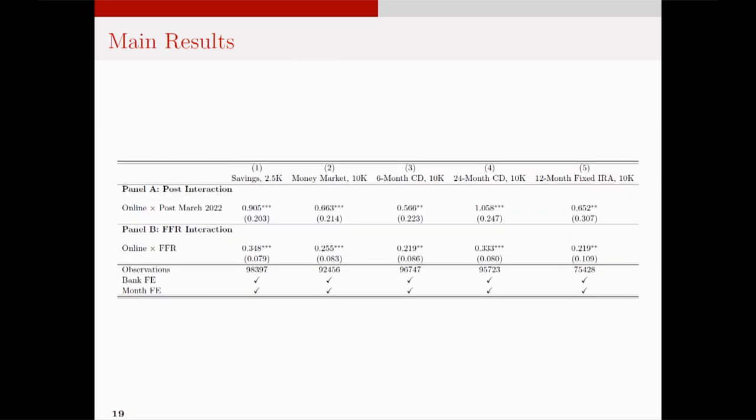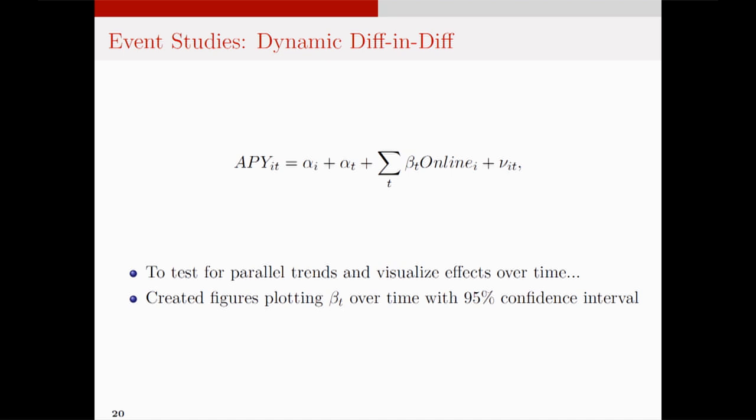And to do it in a more kosher way, here's my difference-in-differences specification, looking at the coefficient of the post dummy in the first panel, and then interacted with the federal funds rate in the second panel, showing you everything across different classes of deposit accounts. You see the coefficients are all positive and statistically significant. If I want to talk about the economic significance, I'm talking about 22 to 35 basis points more increase for online banks compared to brick and mortar banks due to a 1% change in the Fed funds rate. I also want to show you the effect dynamically.